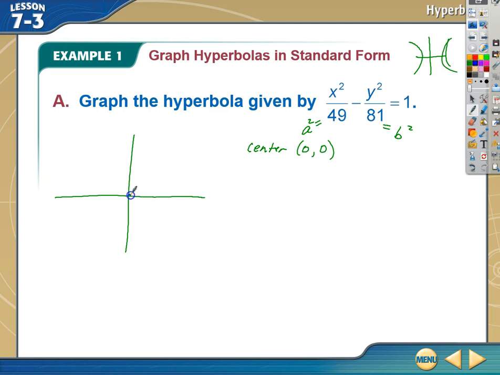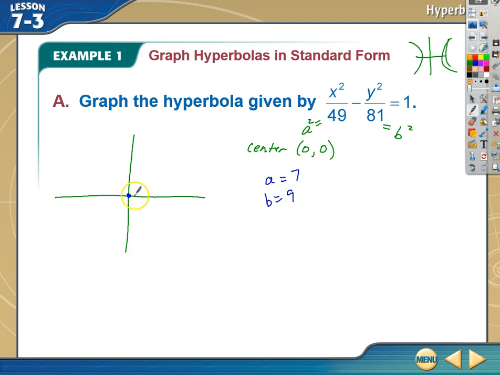Center is 0, 0. That's easy enough. Boom, right there. My transverse part. Okay, so from here, what is A? That's easy enough. A is equal to 7, and B is equal to 9.